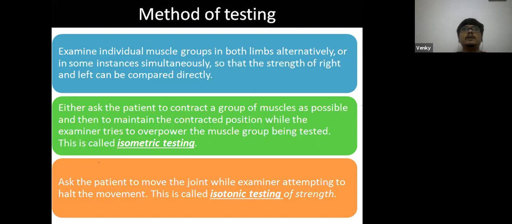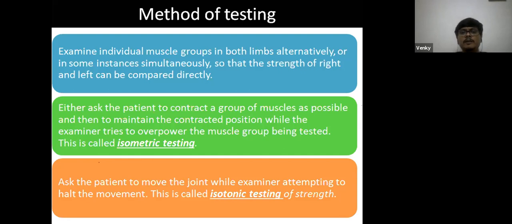In hemiplegia, it will be easy to see the weakness. Suppose right hemiplegia means right will be weaker than the left. However, in cervical spondylosis, mostly asymmetrical weakness will be present. So from the clinical examination, you can say which side is more affected, and which side was affected earliest. So examine the individual muscle groups in both limbs alternately or simultaneously, and you should compare. First thing. Second thing, what is isometric and isotonic exercise?